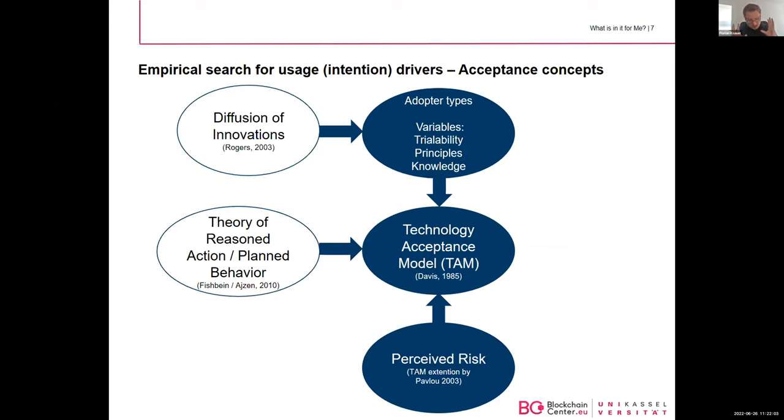So the core of our article was a structural equation model aiming at explaining the usage intention for blockchain technology, and it had some theoretical background from the technology acceptance research area. It was in core based on the technology acceptance model, which itself is based on the theory of planned behavior, and was enriched with some extensions of the technology acceptance model, for instance, perceived risk and also trialability and principles knowledge from the diffusion of innovation theory, which is the perception that there are opportunities to try out a technology and a general knowledge about how a technology works.